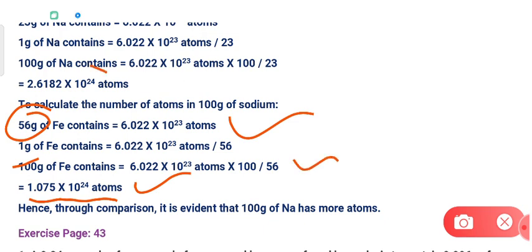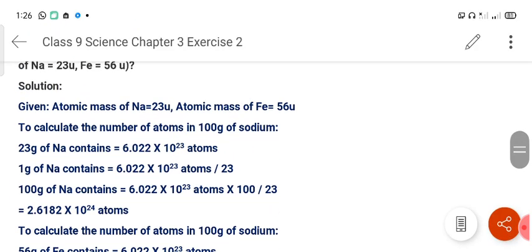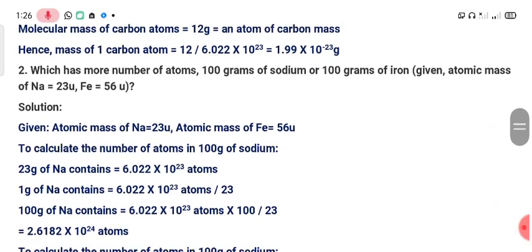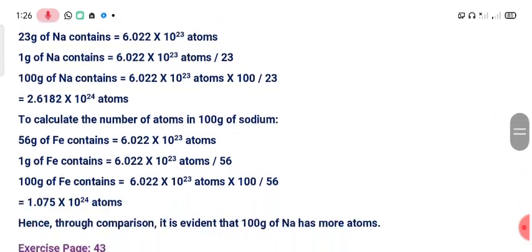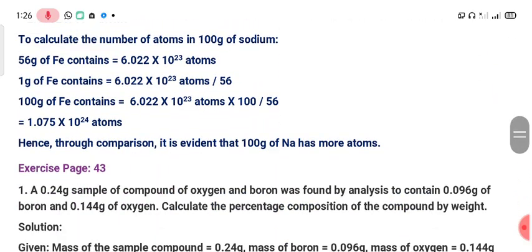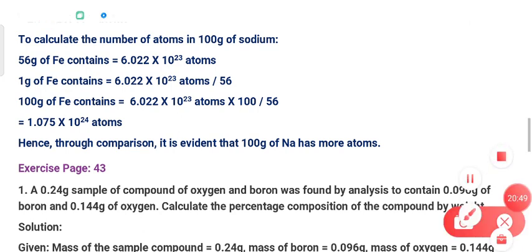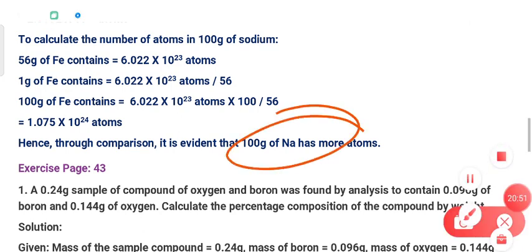Now we can compare this much. This number is much bigger as compared to this number. So we can say that 100 gram of sodium will contain more atoms as compared to 100 gram of iron. So 100 gram of sodium has more number of atoms. There is another way of doing so.